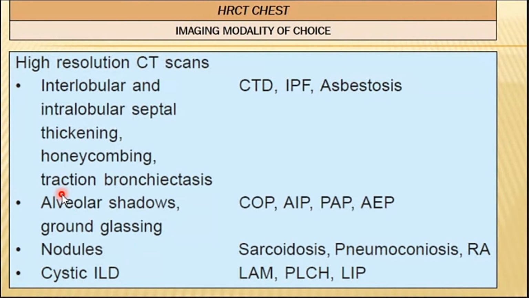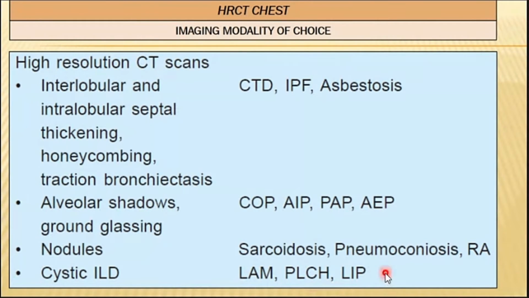Now for UIP, for NSIP, even in addition to biopsy, even your CT, there are definite criteria, but all those are already quite extensive, so I'm not going to put them here. Okay. More of alveolar involvement, ground glassing and all, you think of NSIP, you think of COP, you think of AIP, DAD, okay. Presence of more nodules, you think of pneumoconiosis, rheumatoid arthritis or sarcoidosis. And if there are a lot of cystic spaces, you think of LAM, PLCH, LIP.